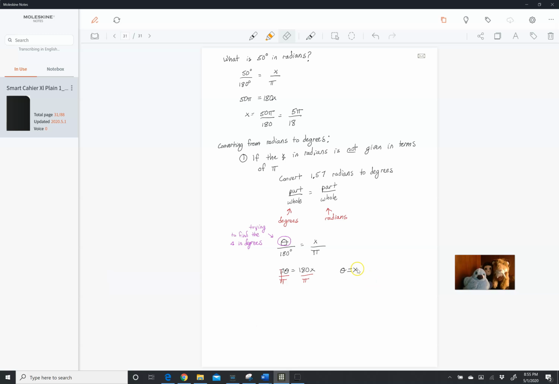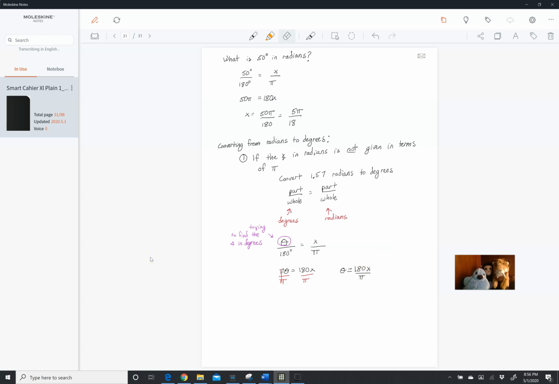I'll write it as 180x because x 180 is such messy looking. Okay, so you're still setting up your part to whole equals part to whole. It's just that you're solving for theta now instead of solving for x. So instead of multiplying by pi over 180, we're multiplying by 180 over pi.